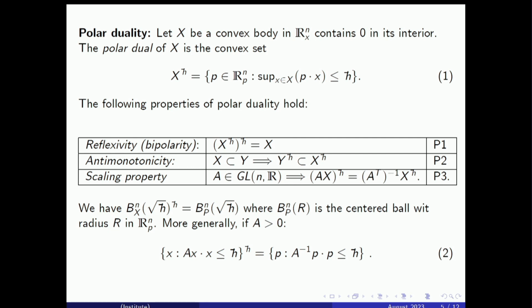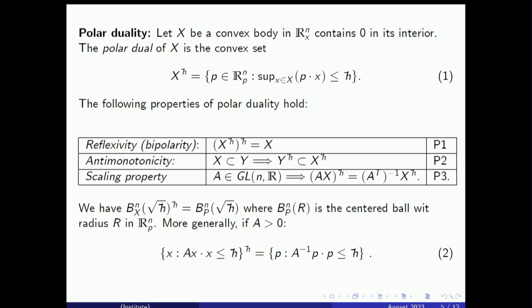The basic properties of polarity are those here. It's reflexive, it's anti-monotone, and then we have a scaling property also. In particular, if we multiply the set X by a constant lambda, then you have to divide the polar dual by this constant lambda. Basic example here: if you take the ball with radius square root of h bar in X space, and take its polar dual, you get the same ball, but then in momentum space. So this is a fundamental duality property here.